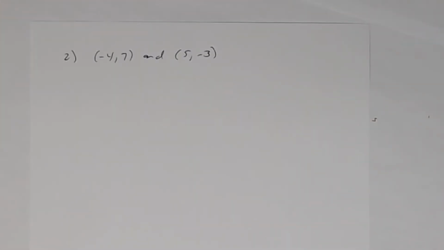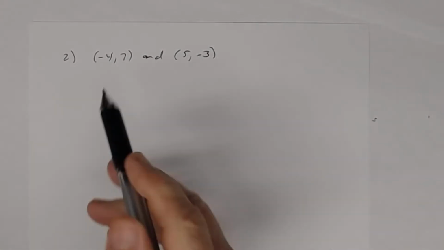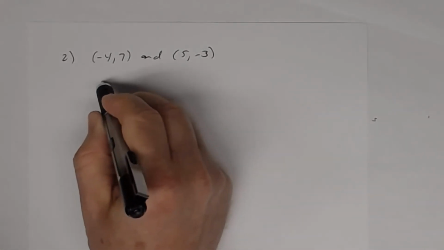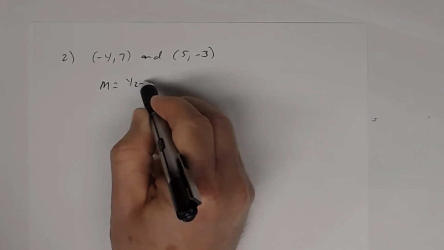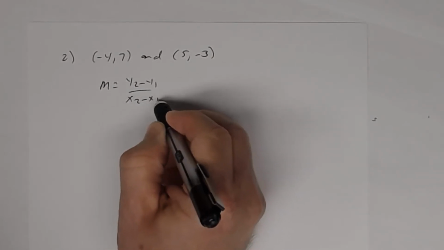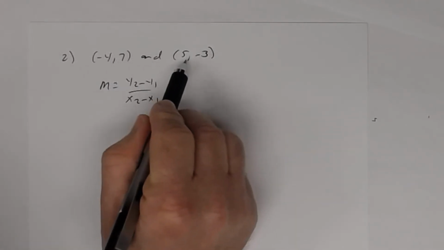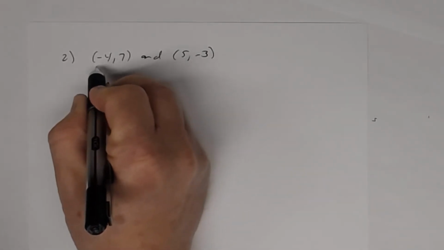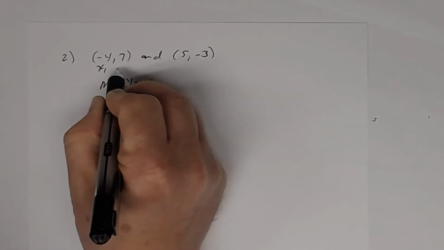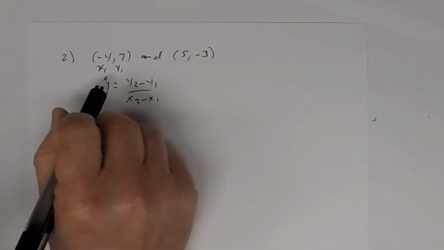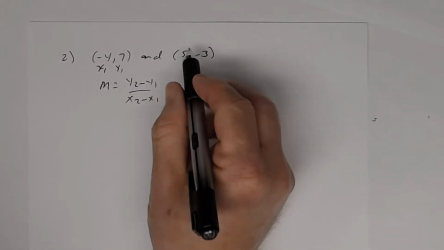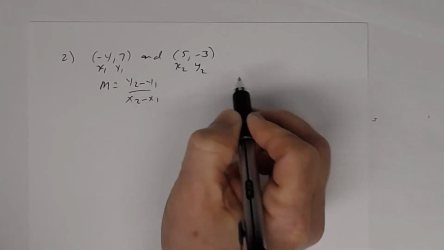So number 2, we have the 2 points, -4, 7, and the other point is 5, -3. And you want to find the slope. So the quickest way is to use the slope formula, which is y2 minus y1 over x2 minus x1. And again, it helps if you label those points. So let's call this the first point and this the second point. This is x sub 1, y sub 1. This is the second point, x sub 2, y sub 2.